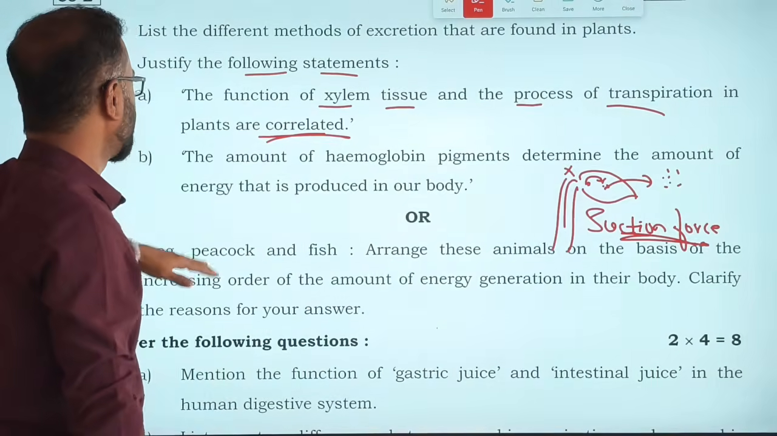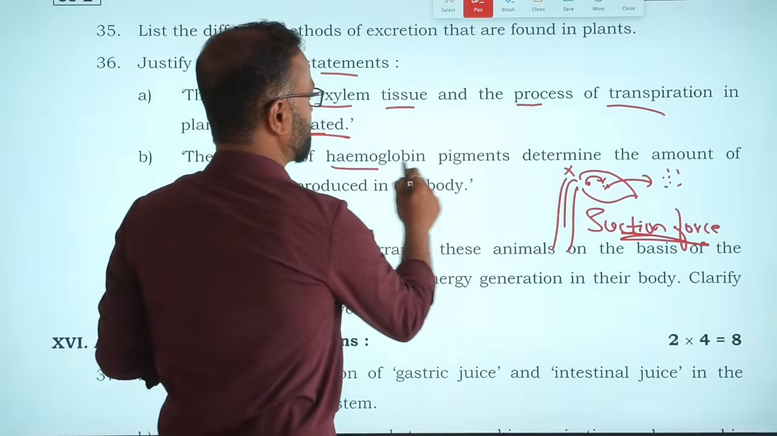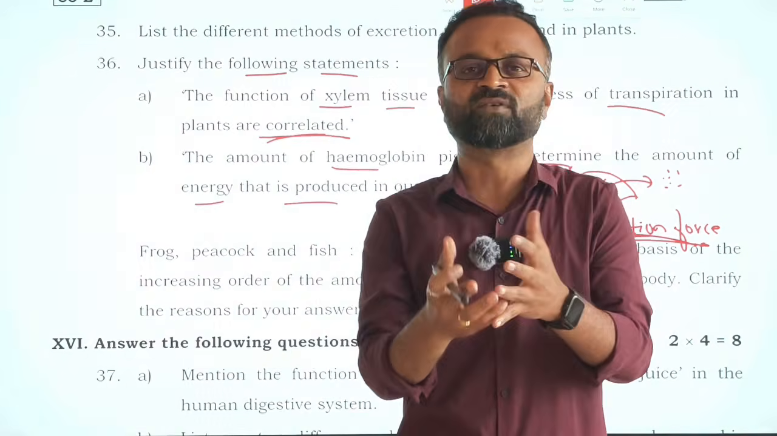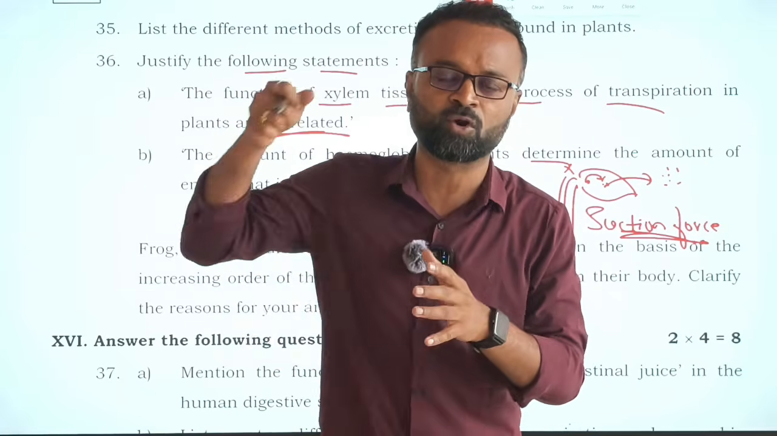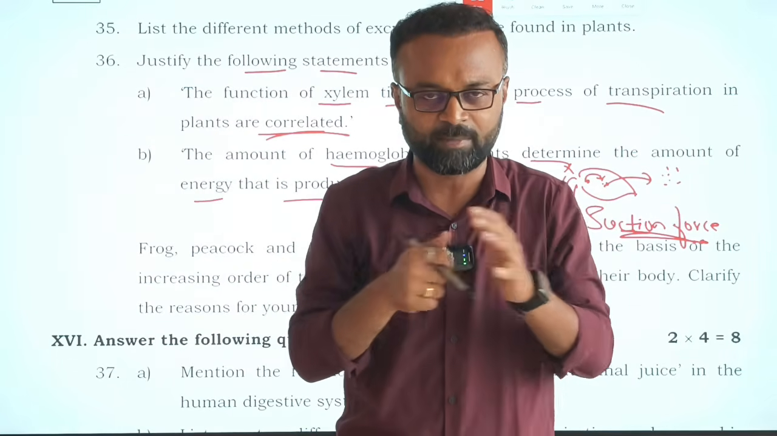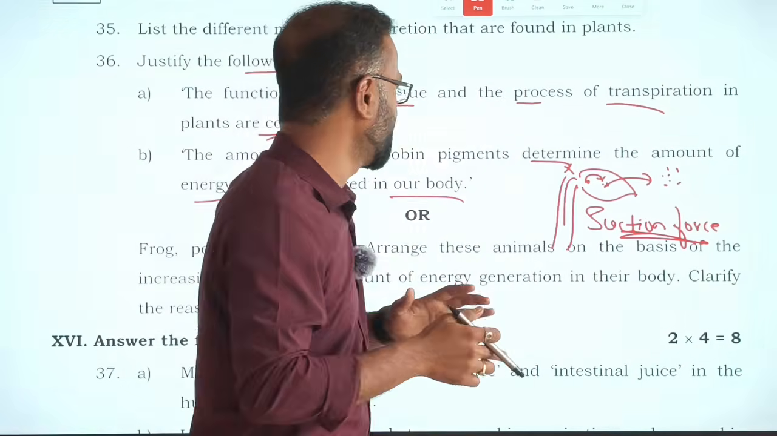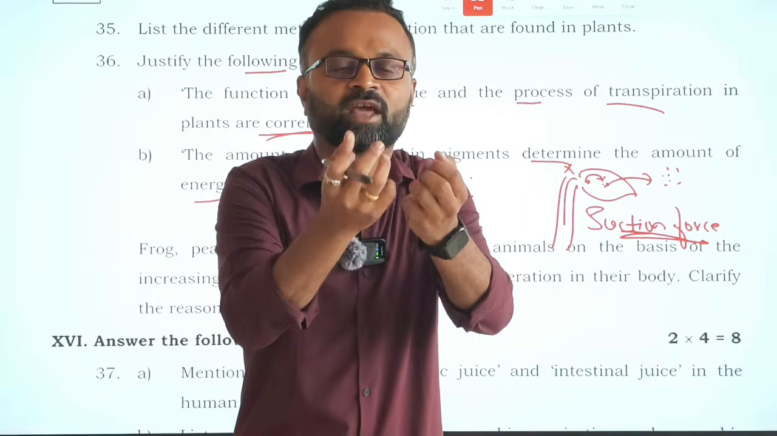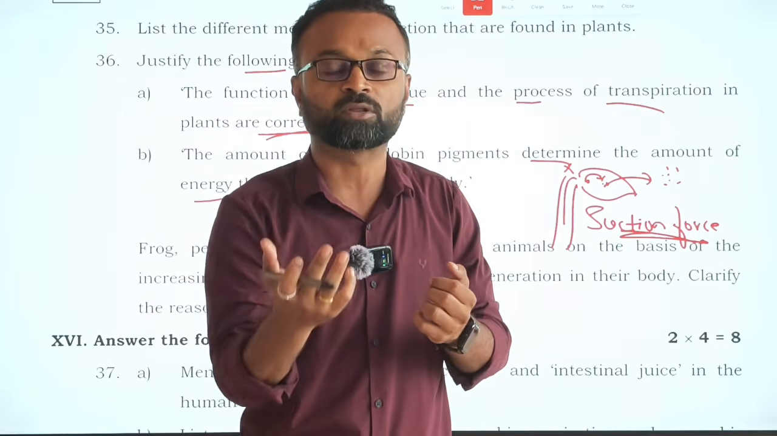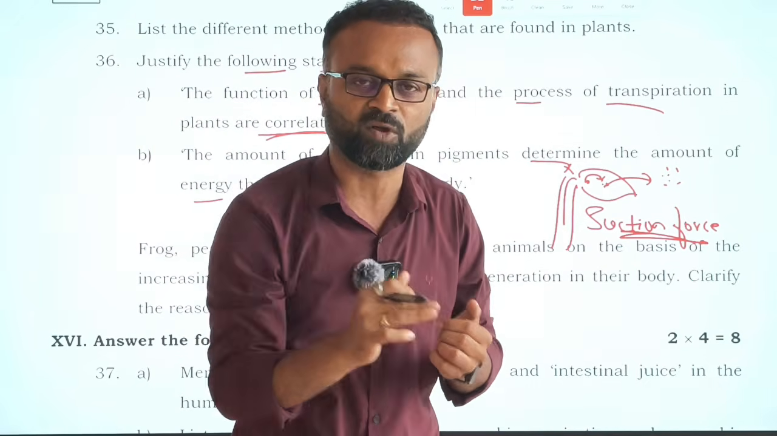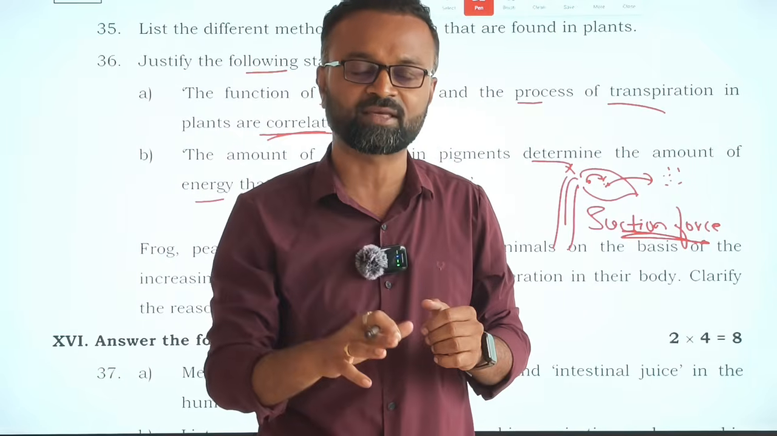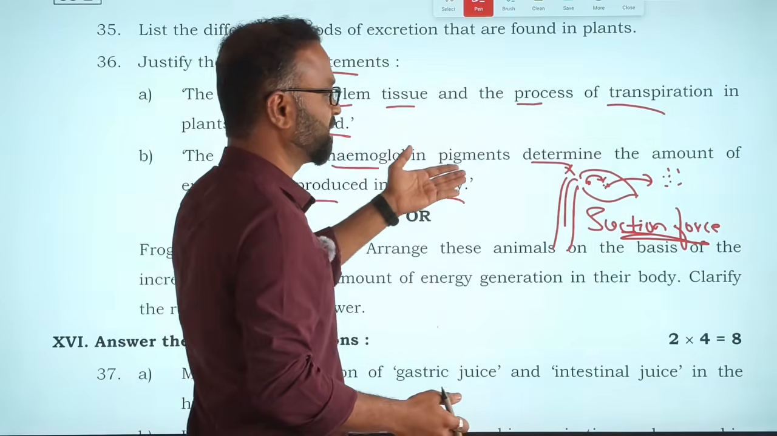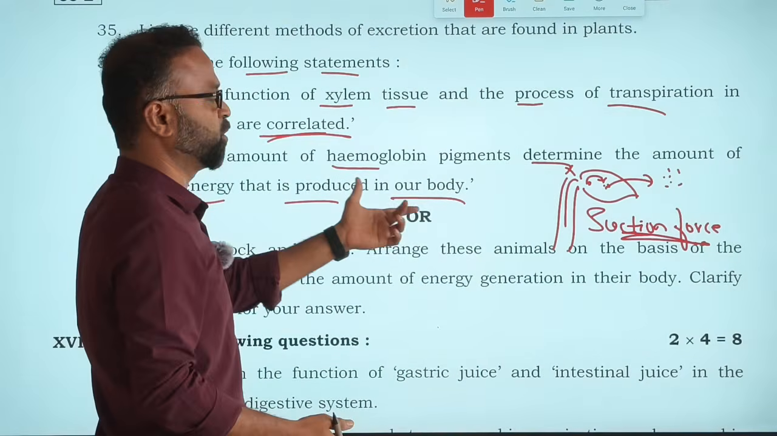So this is clear. Then, the amount of hemoglobin pigment determines the amount of energy that is produced in our body. Definitely, the hemoglobin's main function, as the blood is moving to all the parts of the body, is carrying oxygen. It is an oxygen carrier. It will bind the oxygen and transport it to all the parts of the body. If the required amount of hemoglobin is there, then the cells will gain more oxygen and break down the glucose to produce more energy. If less hemoglobin is there, then the supply of oxygen is less, so definitely the production of energy will be less. That's the reason they say the amount of hemoglobin pigment determines the amount of energy that is produced in our body.